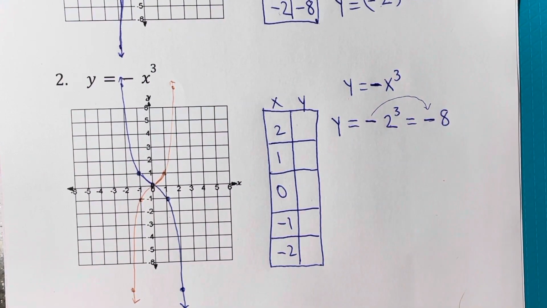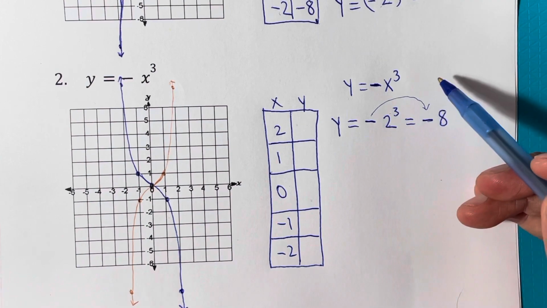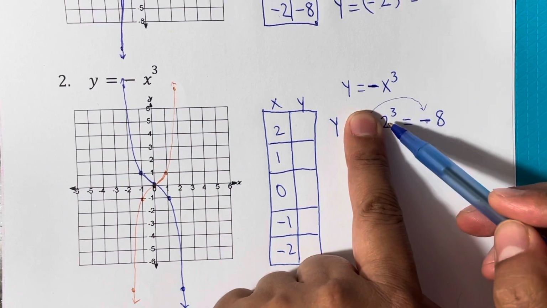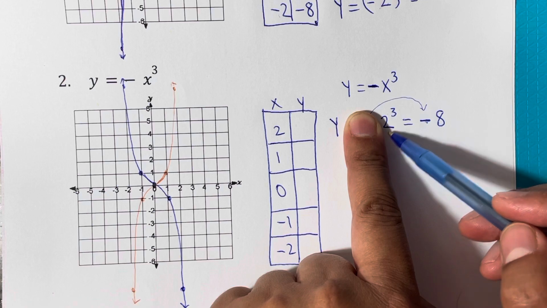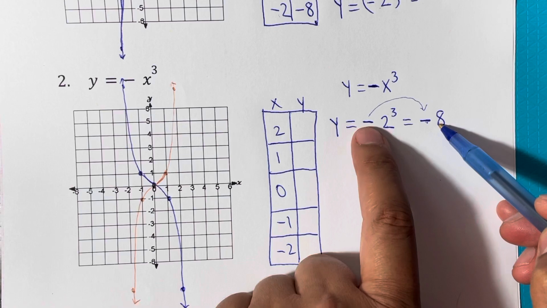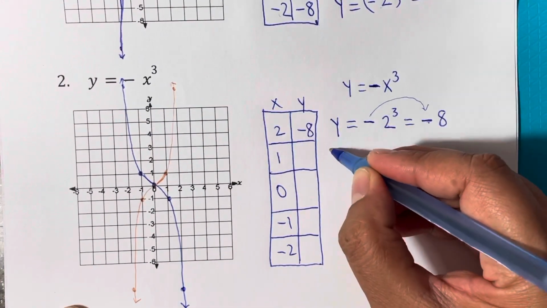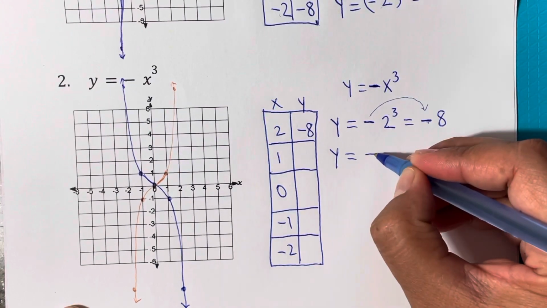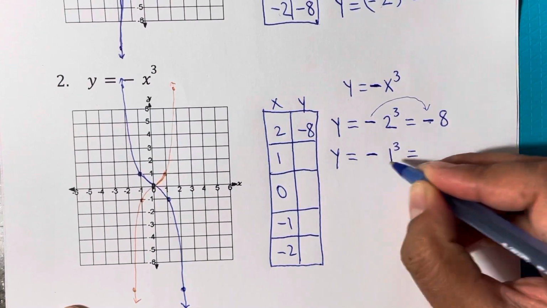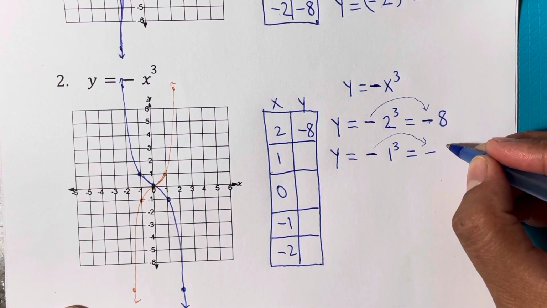So again, because it's not between parentheses, that's why it's only copying or bringing over the negative. And this is what is going to be raised to the third power. 2 times 2 is 4, times 2, 8. And this negative comes from here. So it's negative 8. For the next one, bring down the negative and 1 cubed. Bring over the negative. 1 times 1 times 1 is 1.